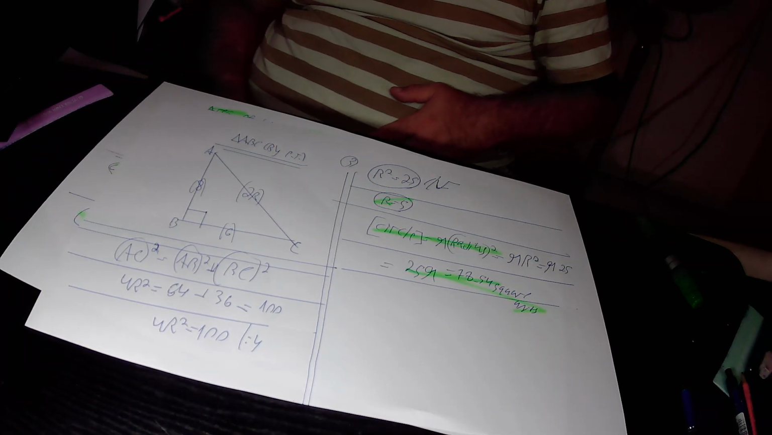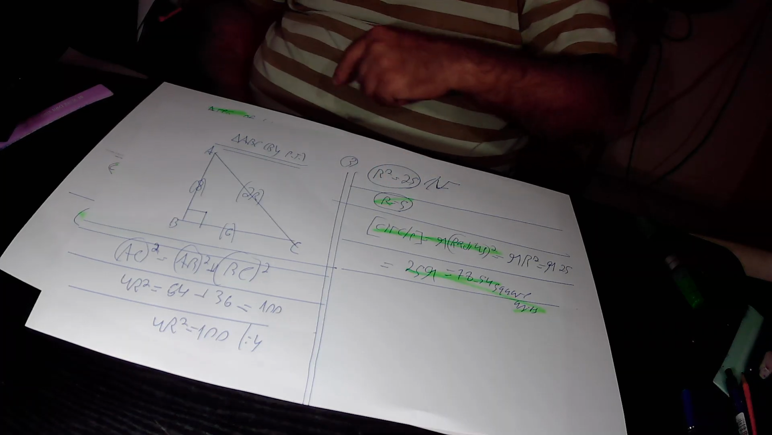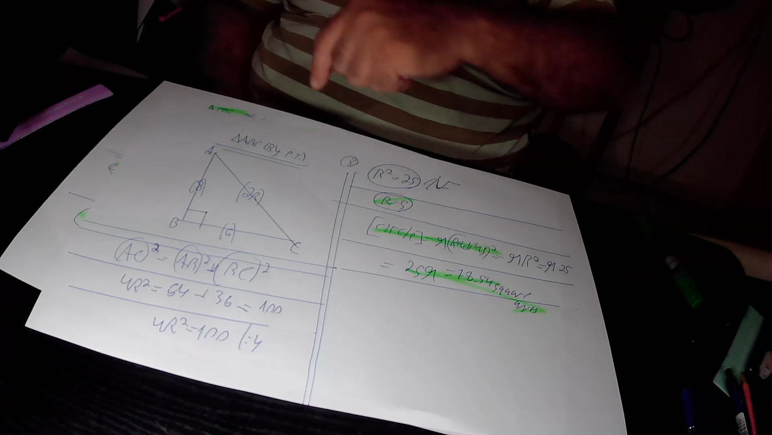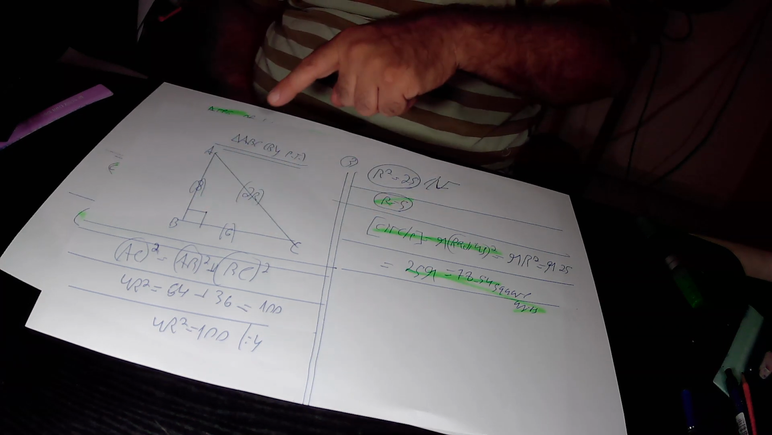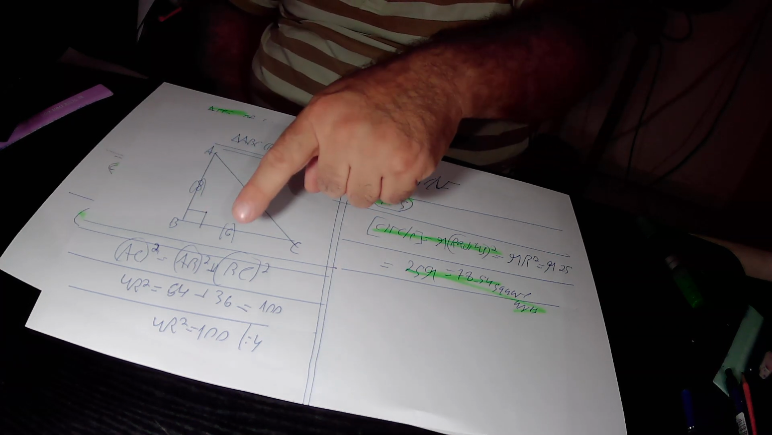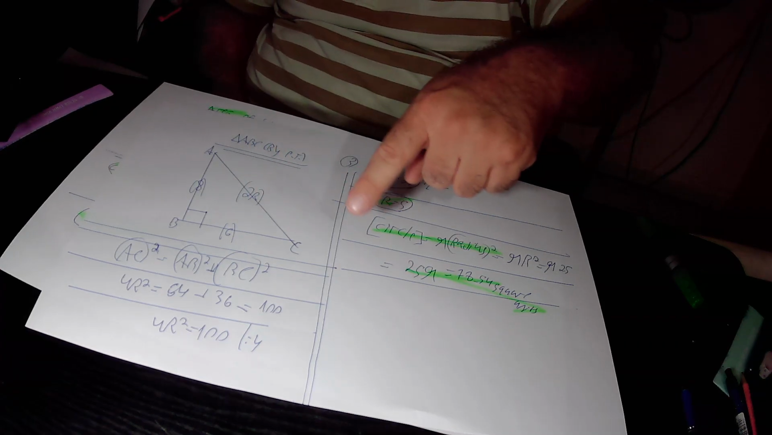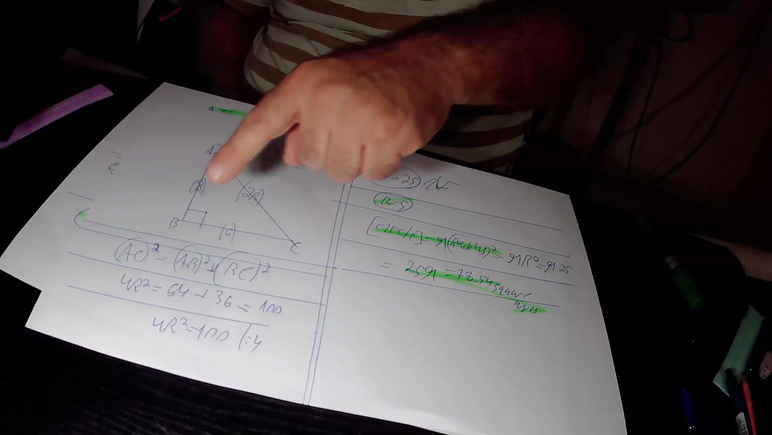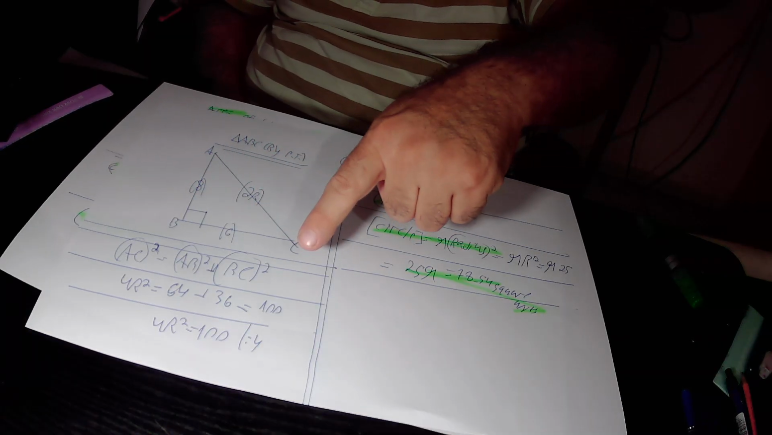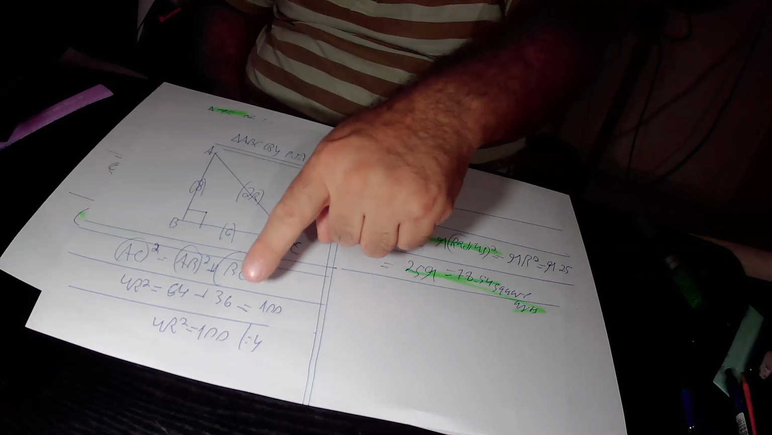In this right triangle ABC, according to the Pythagoras theorem, AC squared, that is the square of the hypotenuse, equals AB squared plus BC squared. AC is 2R, therefore AC squared is 4R squared, and it is equal to AB squared. AB is 8, therefore AB squared is 8 squared, that is 64, plus BC squared. BC is 6, therefore BC squared is 6 squared, that is 36. So in total, 4R squared equals 64 plus 36, that is 100. So 4R squared equals 100.